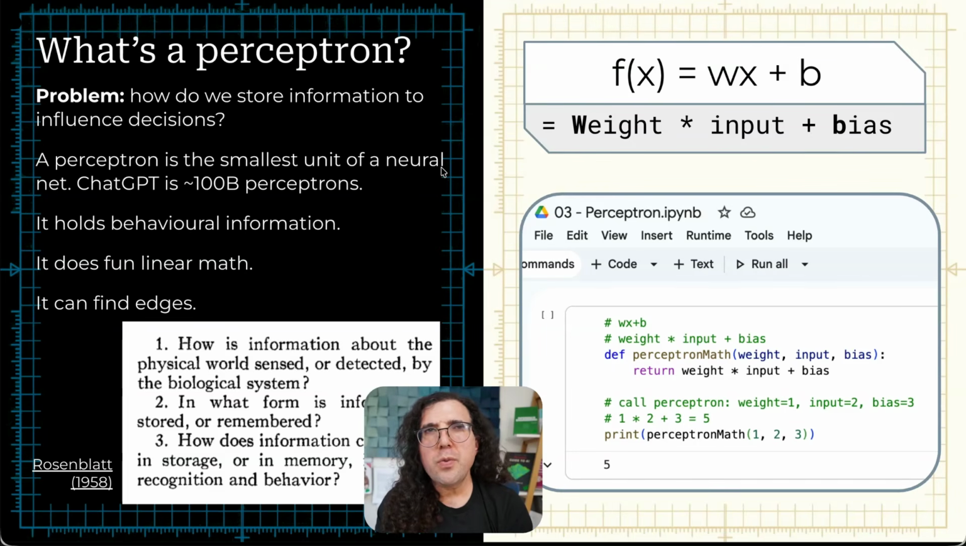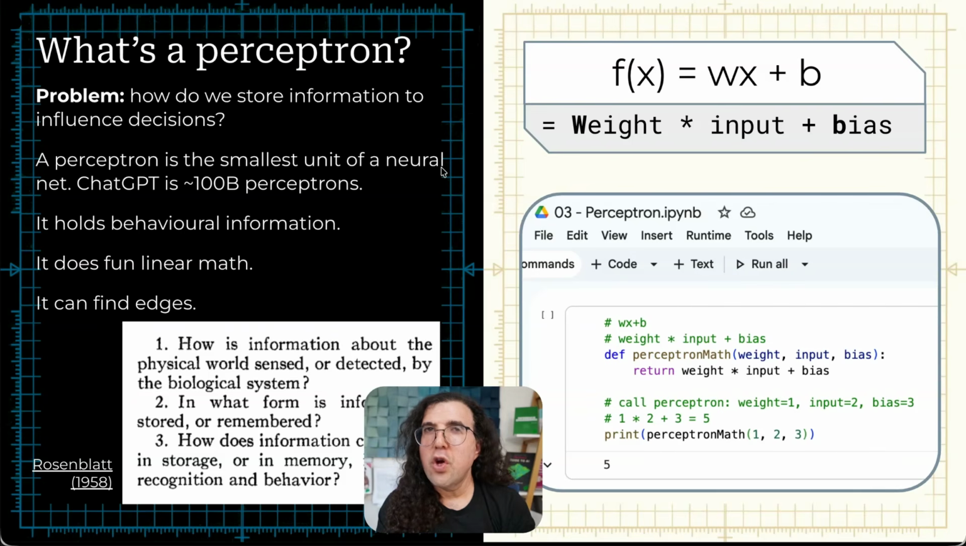And I really love this definition from Rosenblatt 1958, where he asks the following questions. How is information about the physical world sensed, detected by the biological system? In what form is information stored or remembered? And how does information contained in storage and memory then influence recognition and behavior? How do you store and how do you influence behavior with that? That's really what a perceptron or a neuron, the basic unit of work, does.